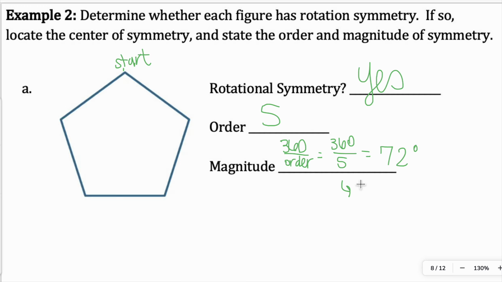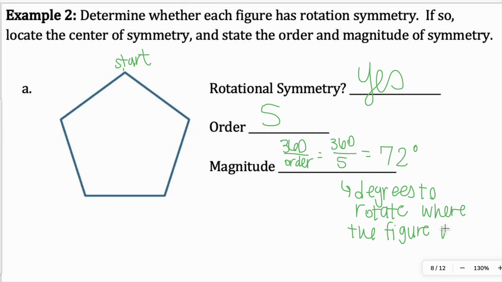This is just showing us the degrees to rotate where the figure will look the same. So if you have your paper in front of you, if you rotate your paper 72 degrees, which is almost 90 degrees, the pentagon will look the same, okay? The center of symmetry is going to be right there in the middle of your figure.